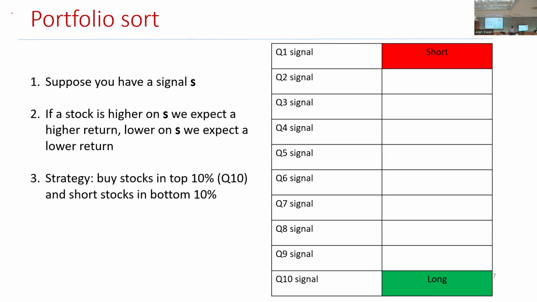So what does this mean? In the case of QMJ, quality minus junk, it means that the stocks that are high on the score are high quality stocks, and therefore they earn high returns. The stocks that are low on the score are junky stocks, and we expect lower returns. So what portfolio sorting says is, okay, we can rank 2,000 stocks or whatever.